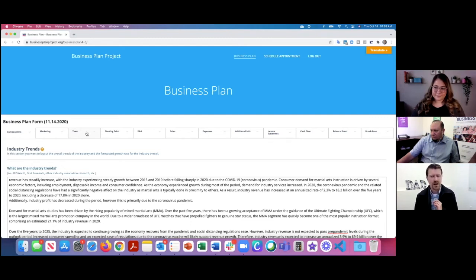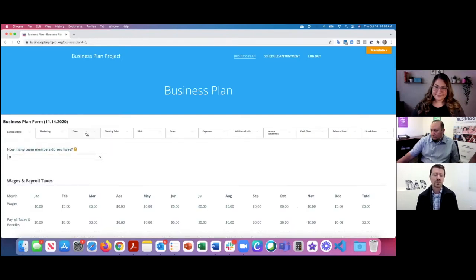We talked a little bit about costs in the marketing section, but the biggest cost in a lot of businesses is payroll, your team. So here in the team section, we have to explain to the reader three things: who's involved, what they are going to do, and how much they are going to cost.